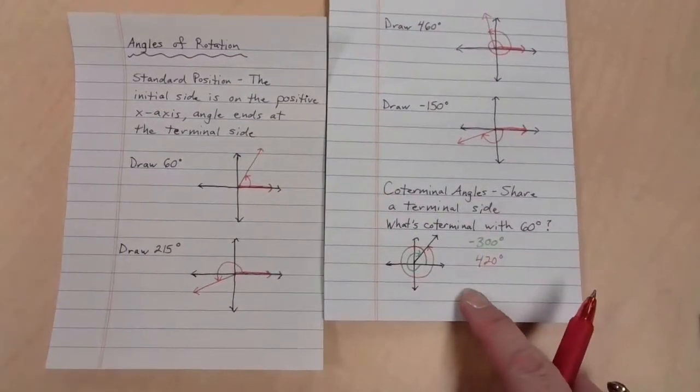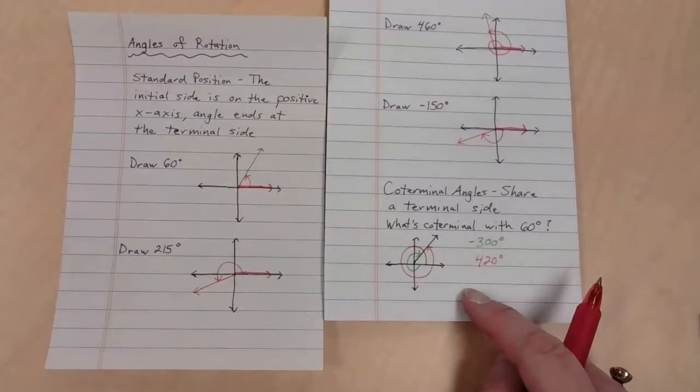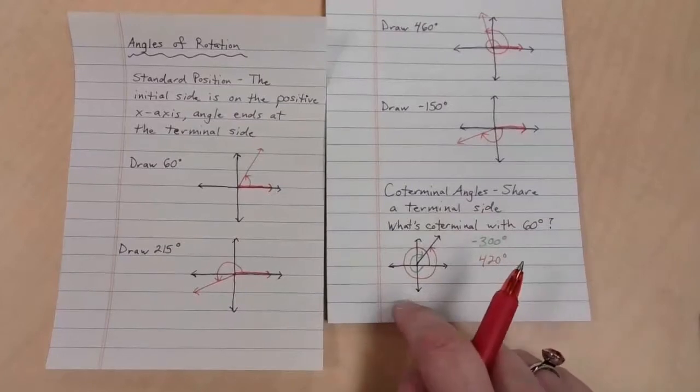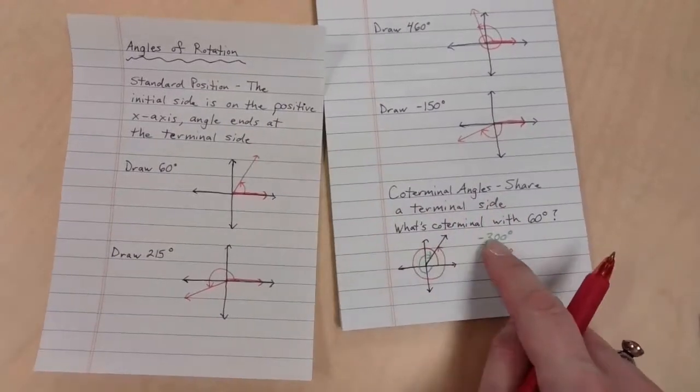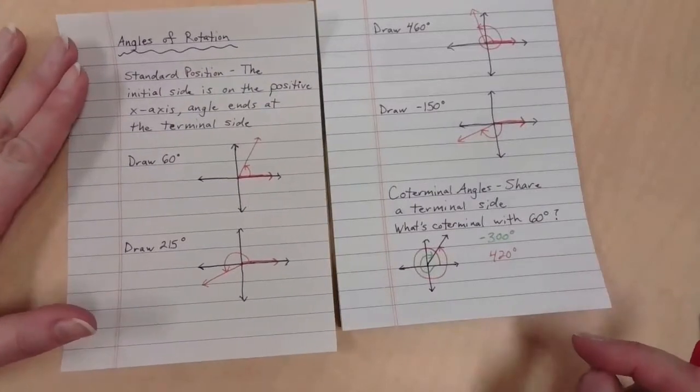How many of these can we create? 5,362,000 or more, because I can keep spinning. I can keep spinning circles negative, and I can keep spinning circles positive, so I can come up with an infinite number of coterminal angles for any given angle.